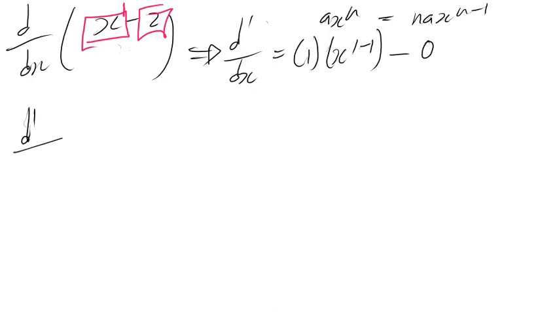And then d prime over dx will be equals to 1, because it's 1 times x to the power of 0. What is x to the power of 0? Any number to the power of 0, it's 1. So your answer there will be equals to 1.